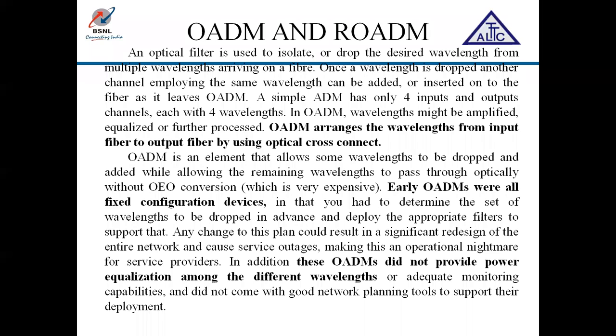Some OADMs are designed for a fixed wavelength. Suppose OADM is designed for wavelength say lambda 1 or lambda 2. So we can add or drop only that wavelength for which that OADM is designed. But in ROADM we can reconfigure, or we may add or drop any wavelength as per our requirement. So this is ROADM.